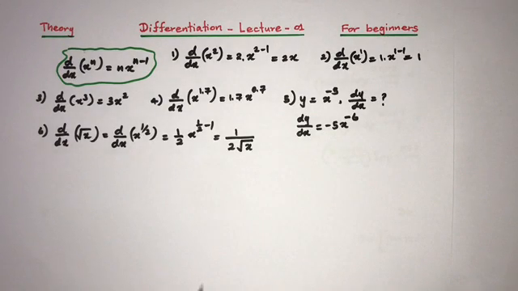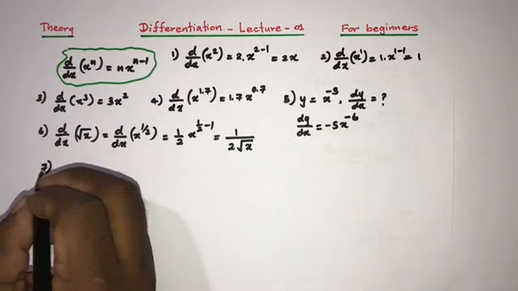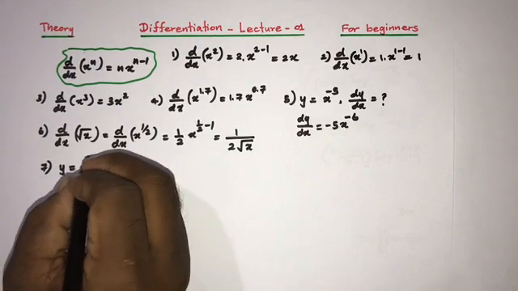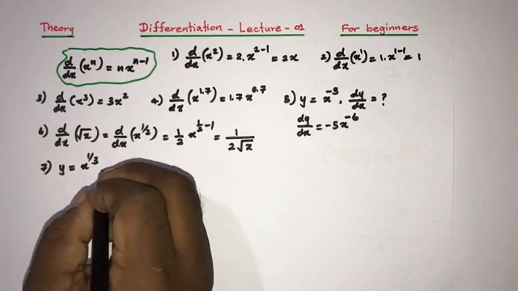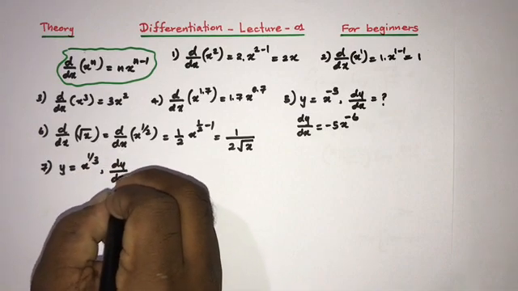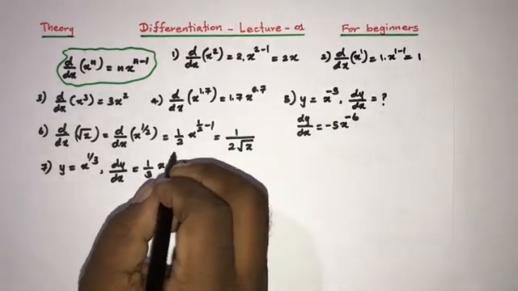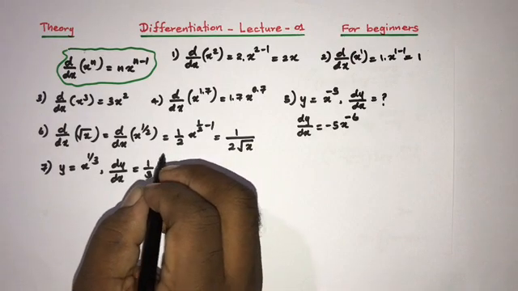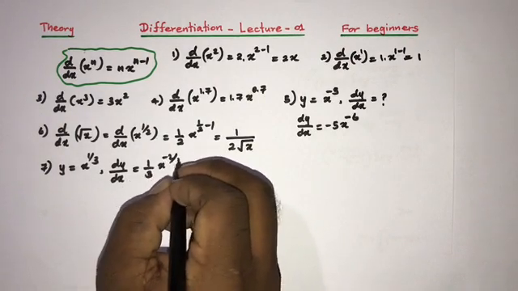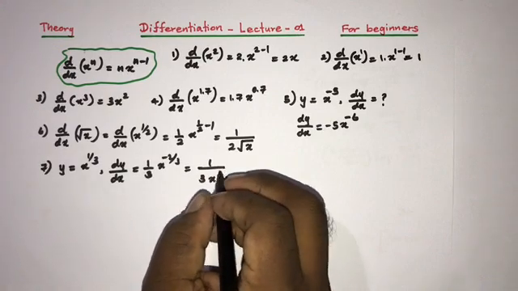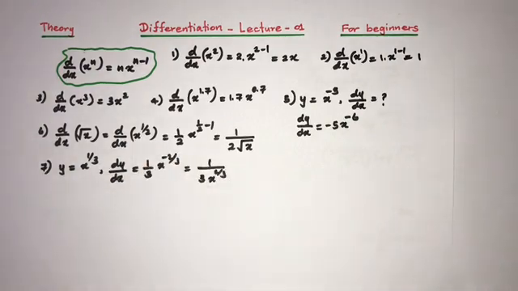Then example number 7, if we take y is equal to x to the 1/3. So dy by dx is equal to 1/3 x to the 1/3 minus 1. 1/3 minus 1 is minus 2 over 3. Now we can simplify: this is equal to 1 over 3 times x to the 2 over 3. Okay, now I think we know what the power rule is.